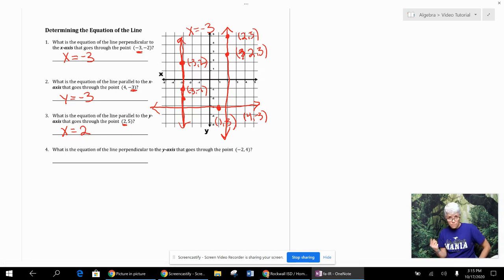Number 4. What is the equation of the line that is perpendicular to the y-axis and goes through the point -2, 4? So I'm going to find -2, 4. -2, +4 is right here. And I want it to be perpendicular to the y-axis. Now you can see how important it is to know what parallel and perpendicular is. So it's going through the y, so I'm going to call it my y line. I'm going to call it y equals 4 because that's where it crosses. And if you look, y is 4, y is 4.